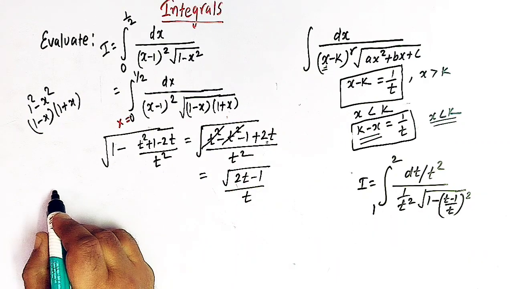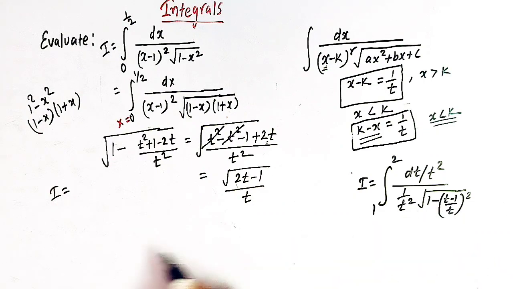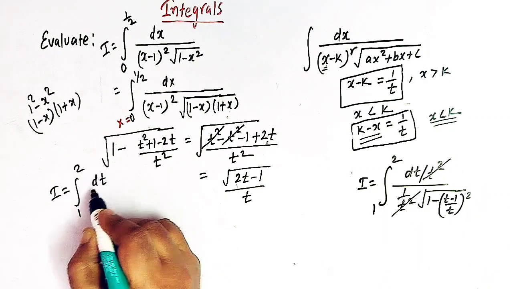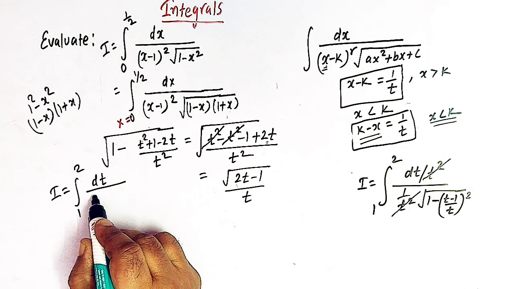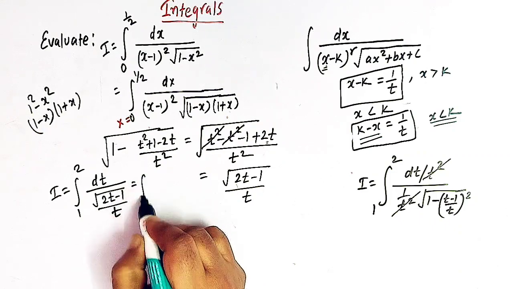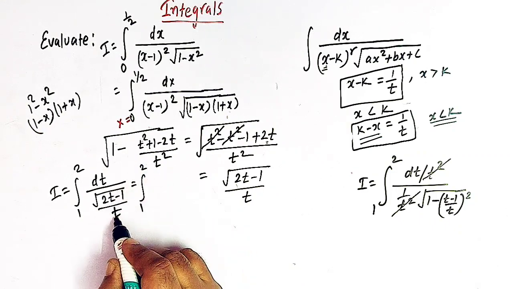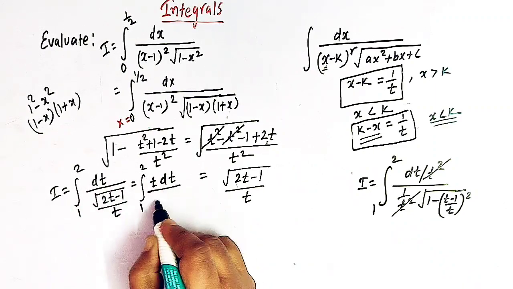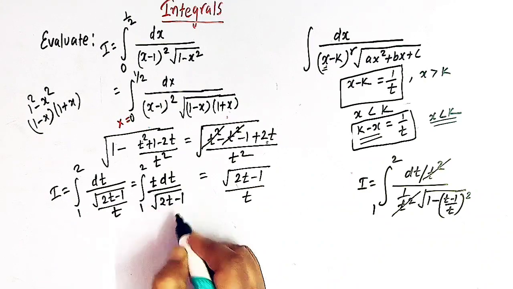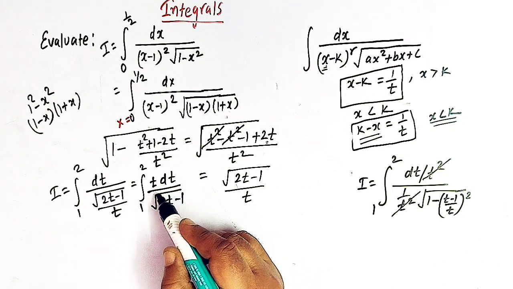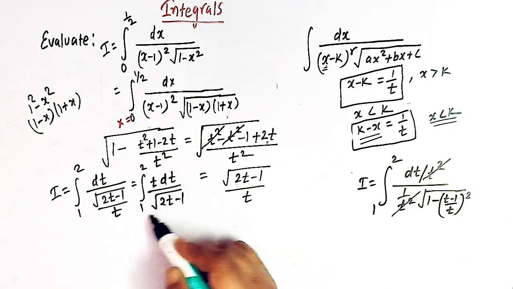So now we can rewrite this integral as 1 to 2, and here this t square and this t square get cancelled. So we are left with dt over square root of 2t minus 1 over t. So this is 1 to 2, and this t can be taken to the numerator. So we have t dt over square root of 2t minus 1, right? So now we have to solve this integral. Let us make another substitution to solve this integral.